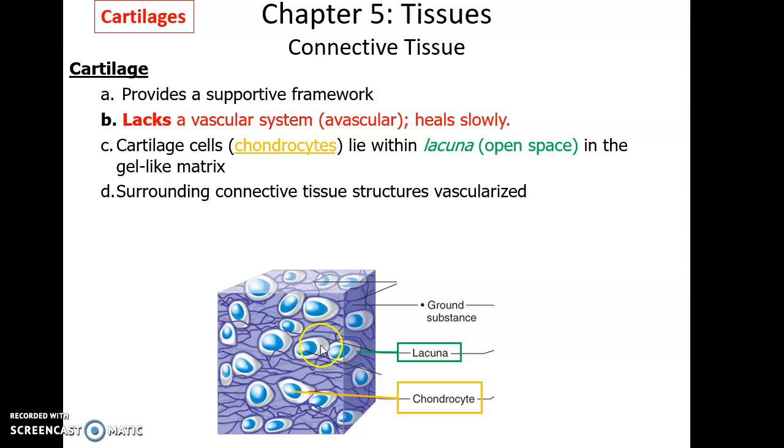Cartilage has chondrocytes, or cartilage cells, and they are found in little pockets or spaces called lacunae. So within the lacunae are the chondrocytes. And then the surrounding extracellular matrix is kind of gel-like in consistency. And often connective tissue structures that are vascularized lie adjacent to cartilage in order to bring blood vessels to the cartilage.